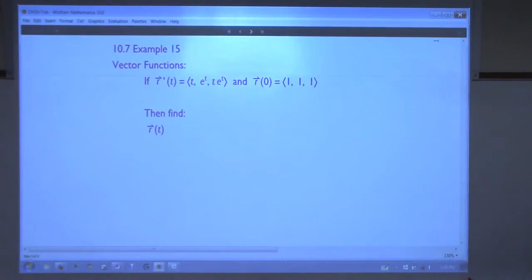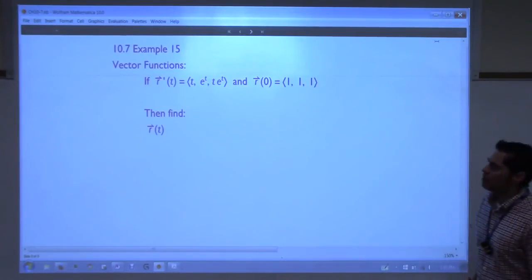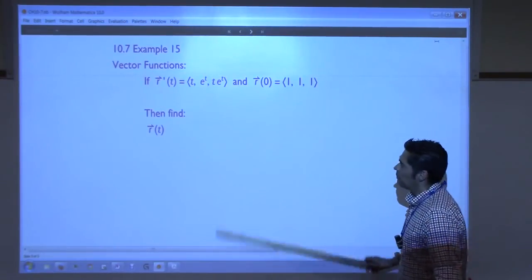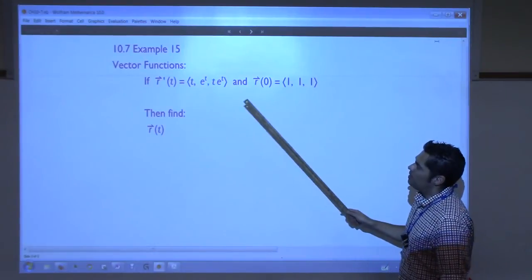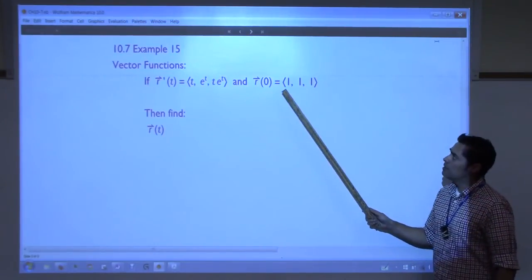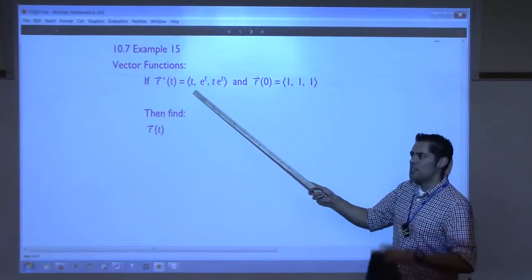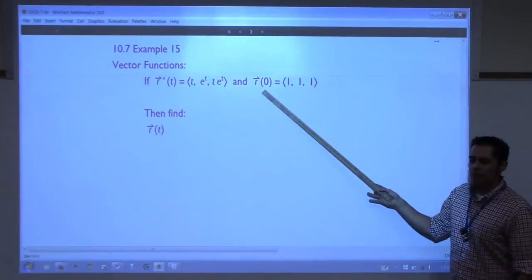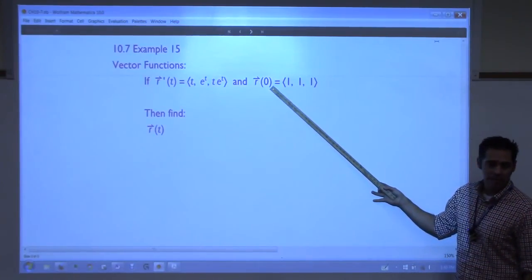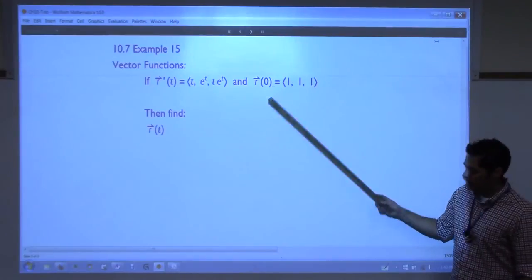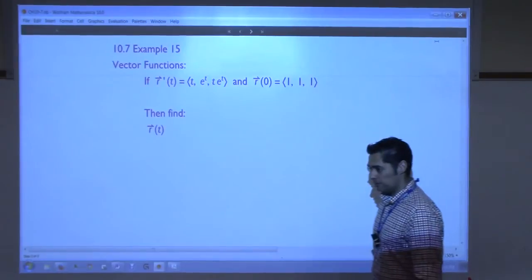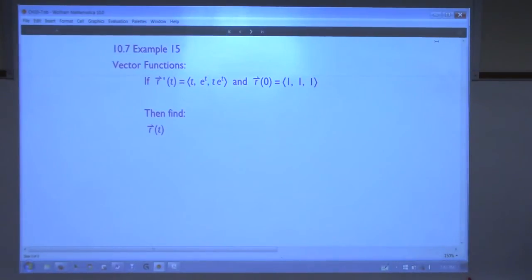Okay, look at this one. We start out with the derivative of a vector function. I'm telling you that r prime of t is this, and then I'm telling you that r of 0 is <1, 1, 1>. So if this is a particle moving around, I'm giving you its velocity function, and then I'm telling you something about its position at time equals 0. But then you're asked to find the original position function. So we have to go backwards, don't we?